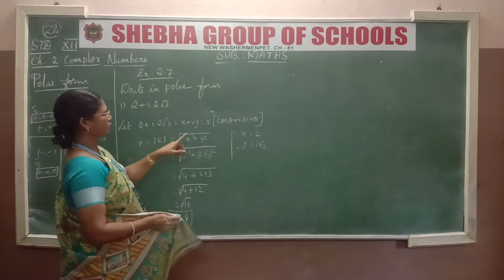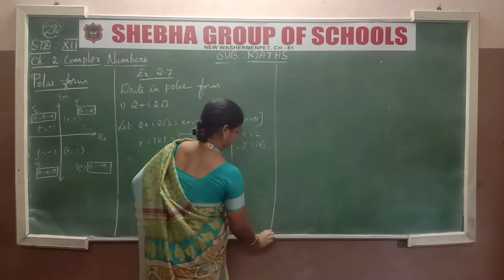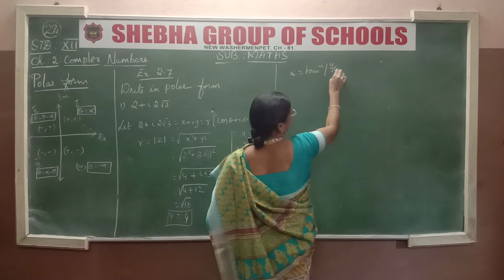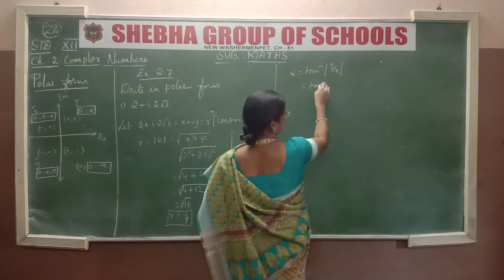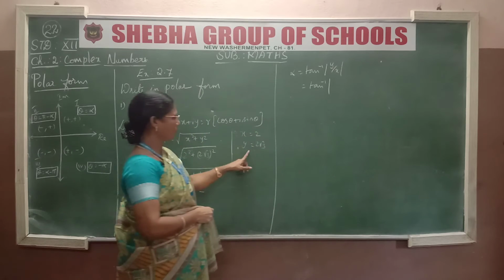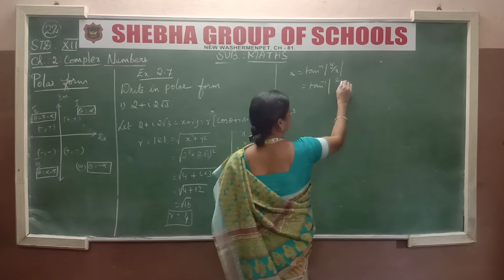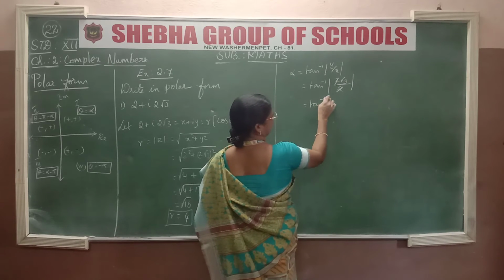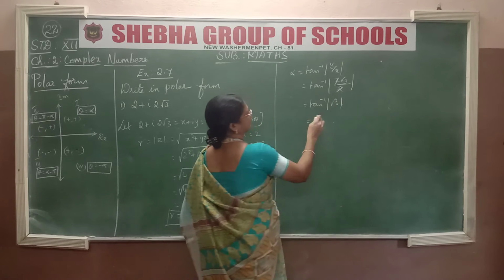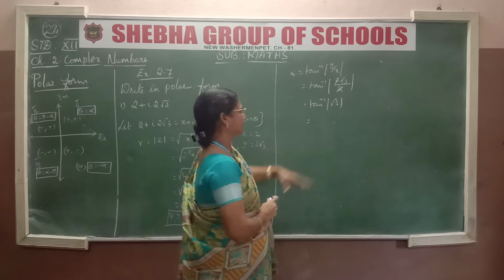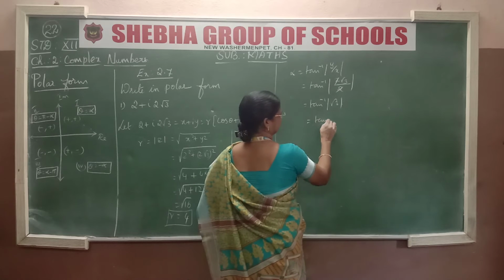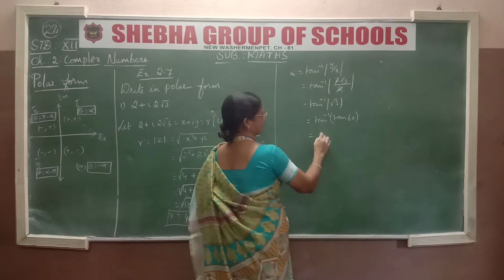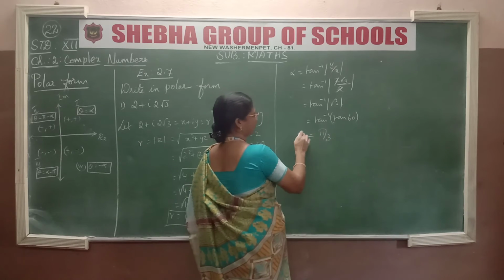Okay. And next we have to find alpha. Alpha is tan inverse of modulus y by x. This is equal to tan inverse of modulus, what is y? y is 2 root 3 and x is 2. Cancelling, we get tan inverse of mod root 3, and this is tan 60 degree. Tan 60 is pi by 3. So, our alpha is pi by 3.